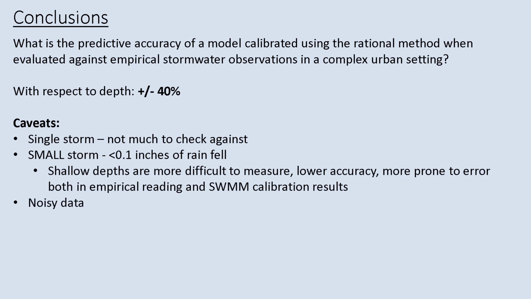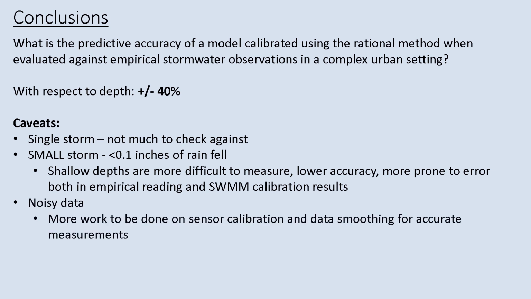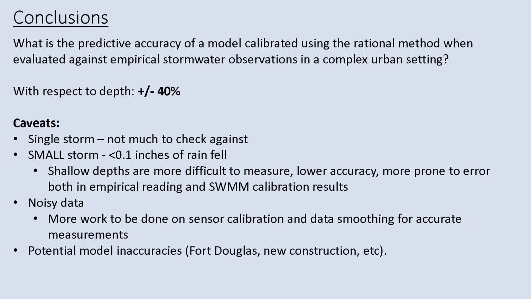Sensors produce fairly noisy data, including some outlier values. More work evaluating the sensitivity of the sensors when sensing turbulent flow and applying more robust signal processing filters would likely reduce the noise and create more accurate results. Finally, there are many potential model inaccuracies. Flow into the trunk line from Fort Douglas is assumed and not modeled, and any new construction that has taken place was not taken into account.